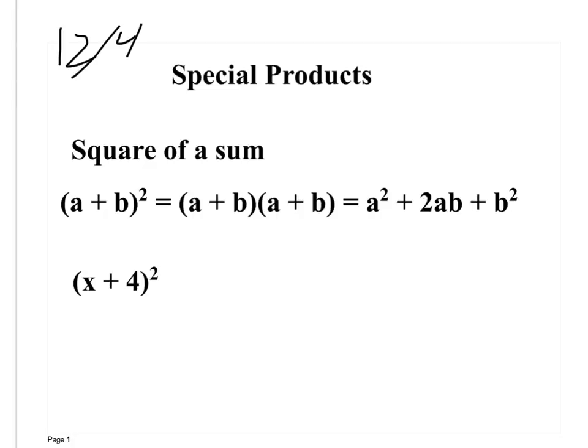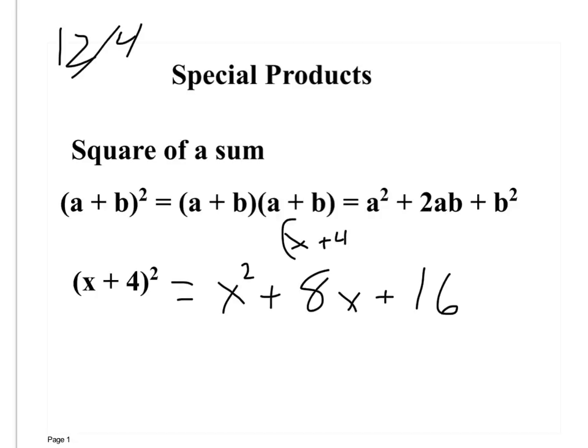So instead of doing x plus 4 times x plus 4 and FOILing it out, what we do is we square the first one. We do 2 times the first one times the second one, which, 2 times 4 is 8. And then we square the second one, which is 4 times 4, 16. Alright? If you want me to prove it to you, I'll show you.